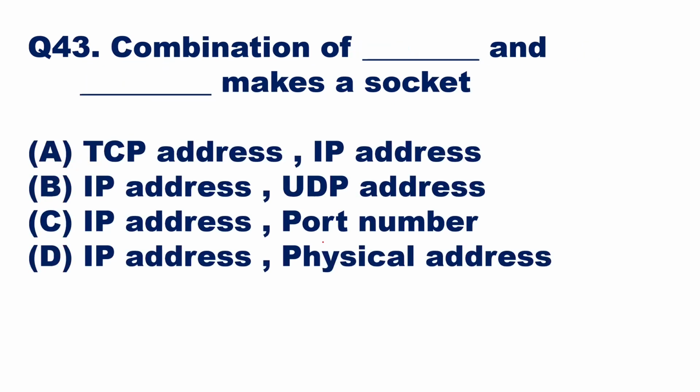Then we'll go to the next question. A combination of dash and dash makes a socket. If you remember what we have studied about sockets, a socket identifies a computer by its IP address and the application on that terminal by the port number. So a combination of IP address and port number makes a socket. Option C is the right answer here.